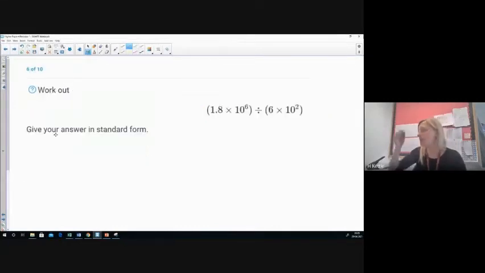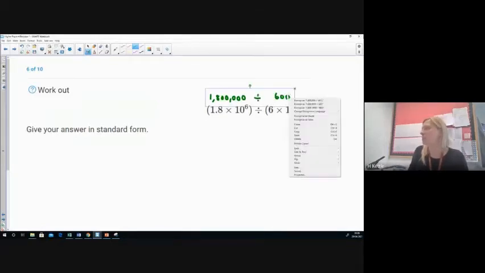Work out 1.8 times 10 to the power of 6 divided by 6 times 10 to the power of 2. So when we've got two numbers in standard form, we could say, right, 1.8 times 10 to the power of 6, we know that's going to be 1,800,000 divided by 6 times 10 squared, which is 600. So we could do it like this.